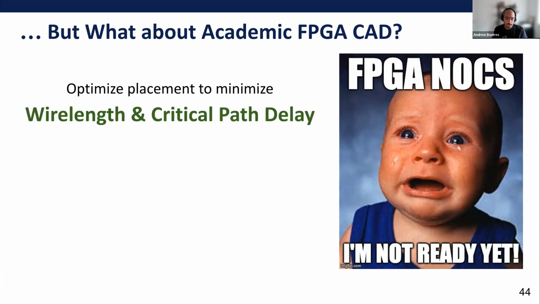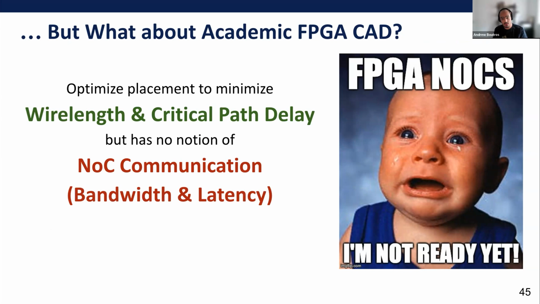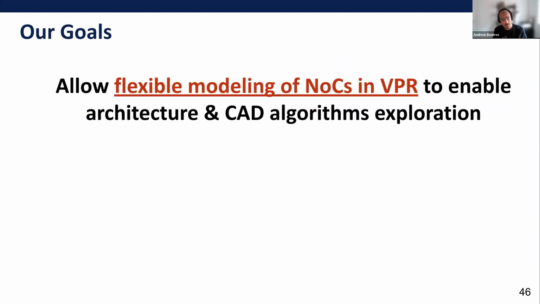So the typical place and route flow would optimize metrics like the wire length and the critical path delay of your circuit. But we also wanted to understand the notion of NoC communication. So you can also optimize things like the NoC aggregate bandwidth and the NoC communication latency while optimizing your place and route, like the place and route of your whole circuit.